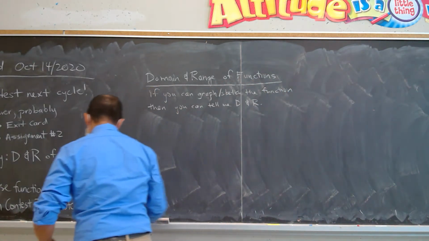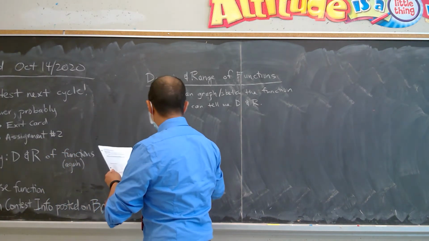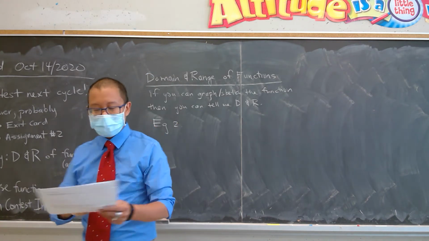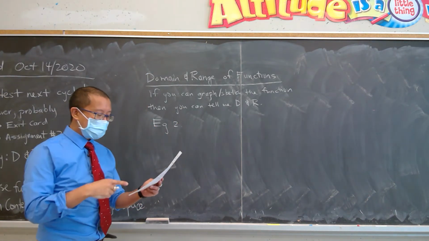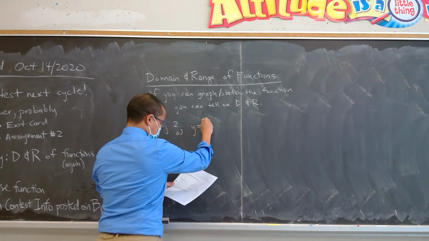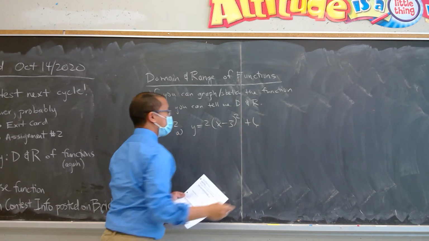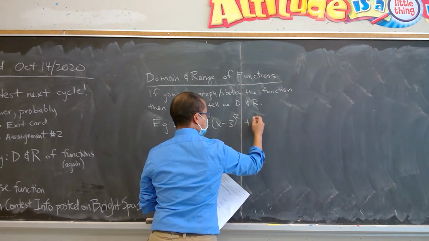Example 2. A lot of you already know they're actually graphed for you down below, so I wouldn't cheat. I wouldn't look down below. Well, let's do the first example. y equals 2 bracket x minus 3 squared plus 6.